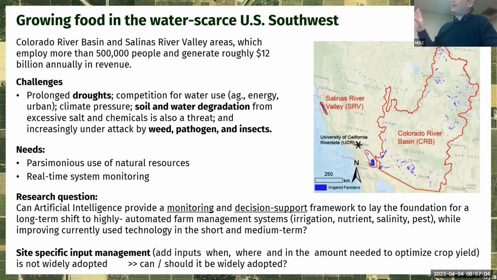So one of the things that might be needed here is a more parsimonious use of natural resources to obtain the same outputs by using fewer resources, as well as a system that allows real-time monitoring. So one of the overarching questions that we had when we decided to work on this was, can we use satellite data, other networks of data, and artificial intelligence to perhaps have a real-time monitoring system that can help with decision support for agronomy in the US Southwest, with a specific focus on the feasibility of precision management?